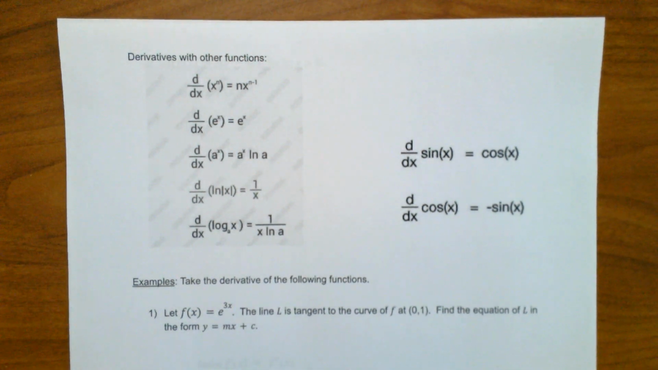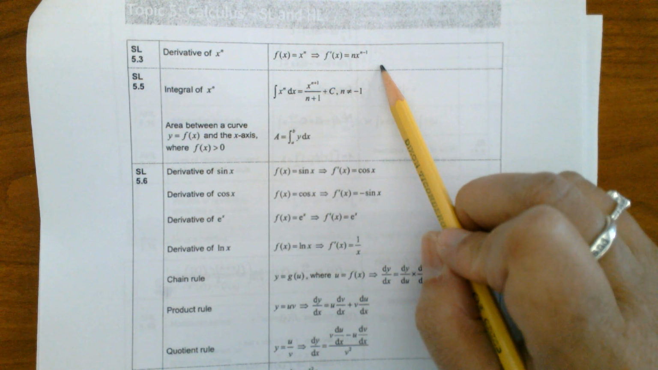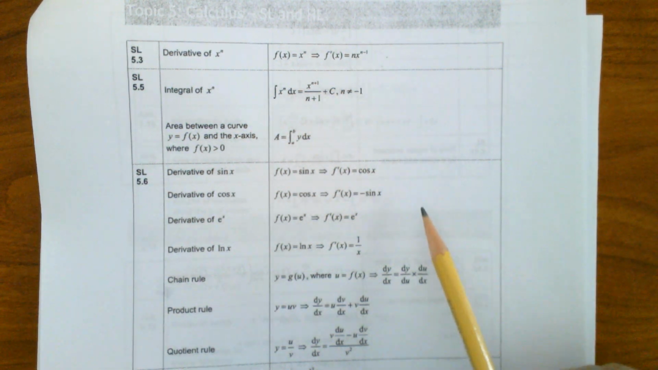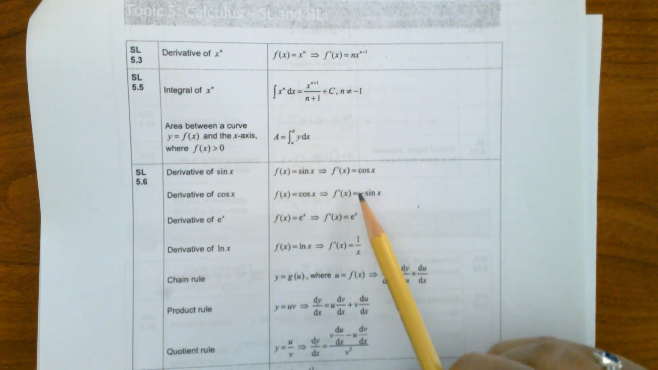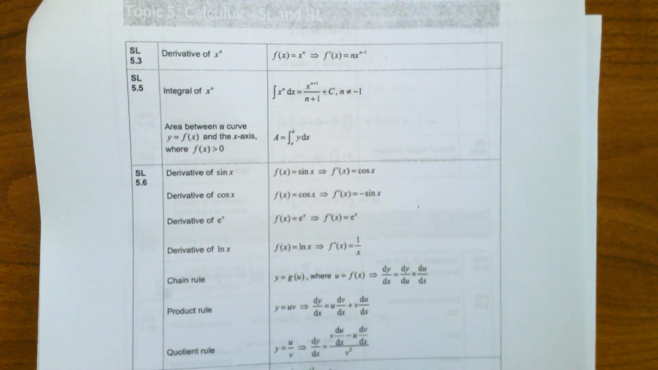And please don't be nervous if you're an IB. When you sit for the IB exam, they're going to give you the formula sheet. So this is the formula sheet. And if you look at it, we're going to see here's our rule. Here are all the derivatives. Derivative of sine, cosine, e, natural log, chain rule, product rule. All of the rules are here.